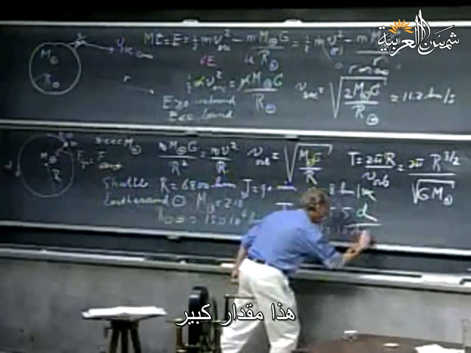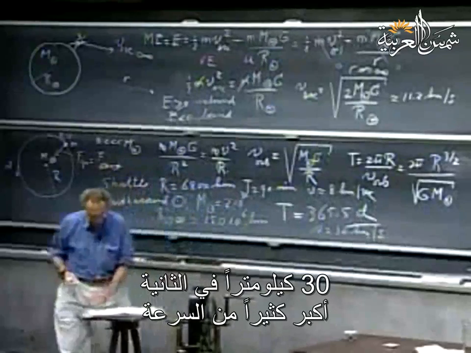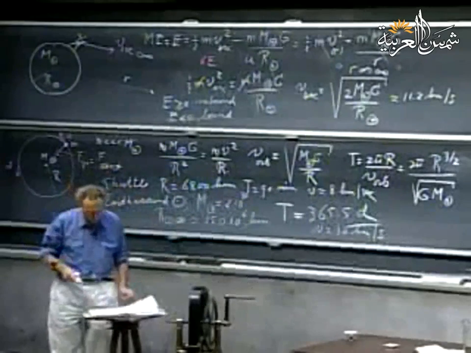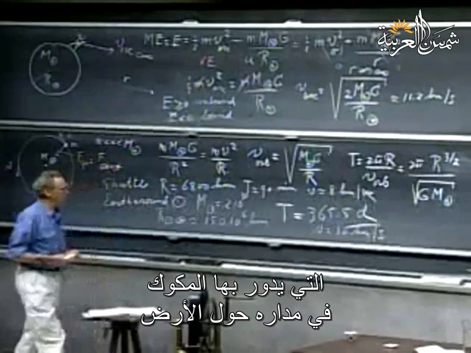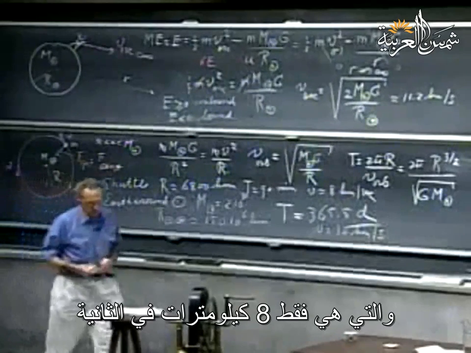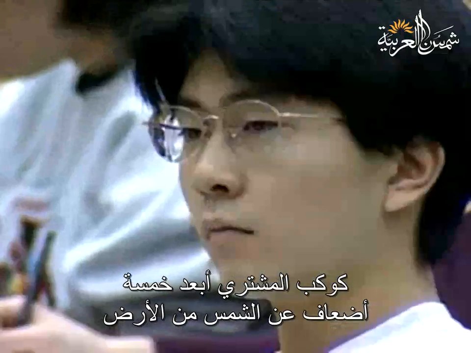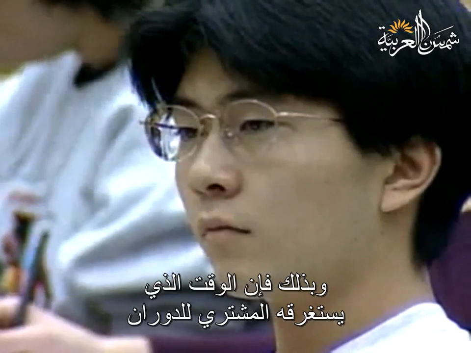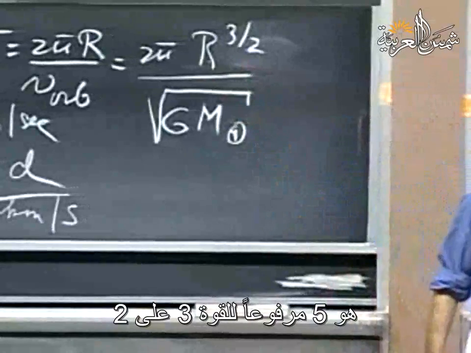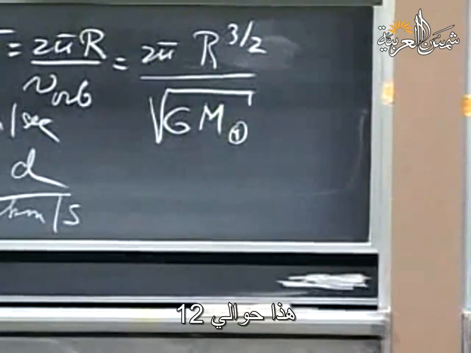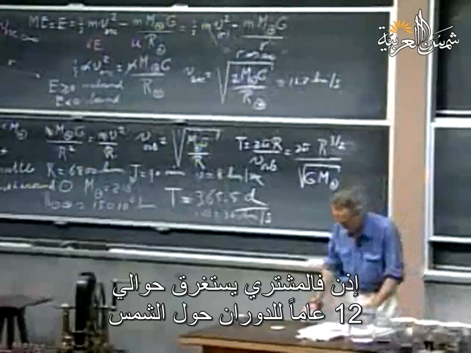It's a substantial speed, by the way, that the Earth is going around the Sun, 30 kilometers per second, way higher than the speed of the shuttle in orbit around the Earth, which is only 8 kilometers per second. Jupiter is 5 times further away than the Earth, and so the time for Jupiter to go around goes with 5 to the power 1.5. That's about 12, so it takes Jupiter about 12 years to go around the Sun.